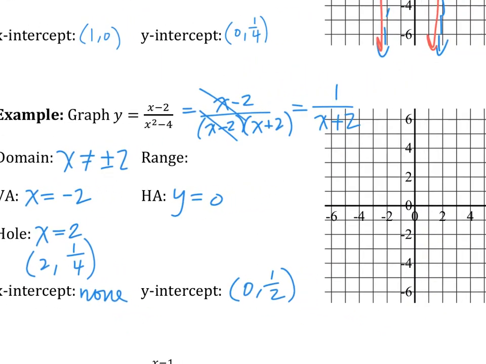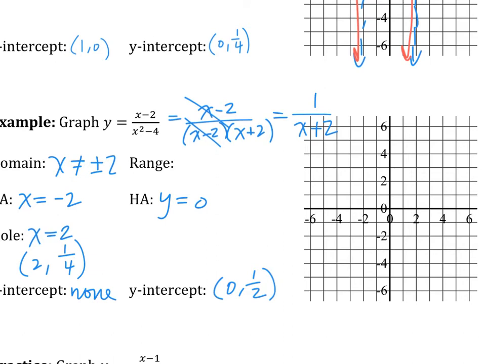Let's graph. X equals -2, y equals 0. Those are my asymptotes. I have no x-intercept. Y-intercept is at 0, 1/2. I have a hole at 2, 1/4. See how I drew a little circle here at 2, 1/4. Okay, so this is basically a graph that looks like this.